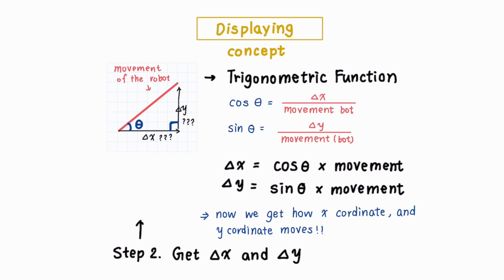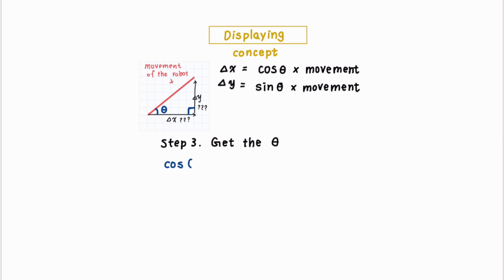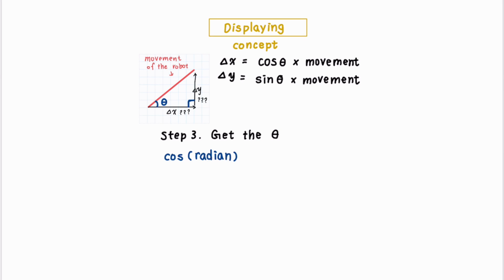And this will be step 2. Now we have the equation. Step 3 is to get theta. We first see the cosine. There is a parameter called radian inside. This is the Robot C function of cosine and sine. How do we get radian? We have to convert the degrees into radians. First we get theta. Theta is 90 degrees minus the gyro degrees. And why? On the chart above, we can see the gyro at 0 degrees is facing north.